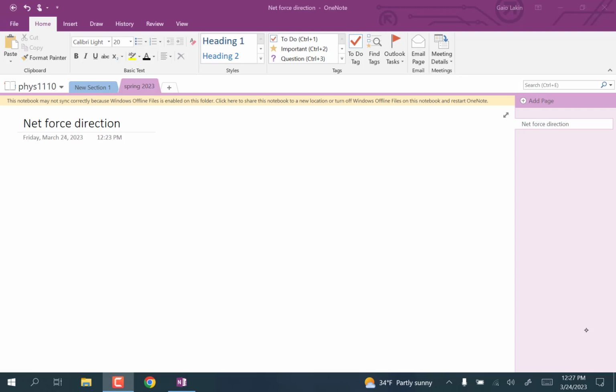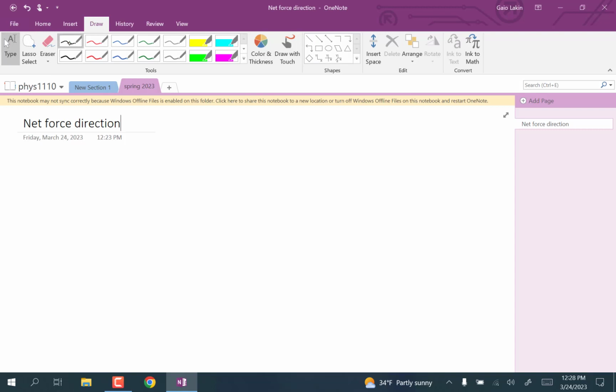The lab activity this week is related to net force direction. For a couple of weeks, we've been talking about how we can determine the direction of the acceleration, and we've been doing this thing where an object is moving along a path like this.